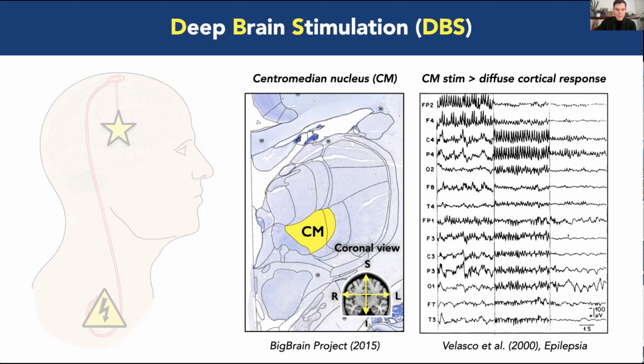The EEG trace you see here on the right shows scalp recorded changes during low frequency stimulation of the CM. What we see is a diffuse cortical response, particularly over frontal channels, which in many ways mimics what we see during seizures of LGS. So this suggests the CM nucleus may be an effective way to tap into these broader seizure networks.